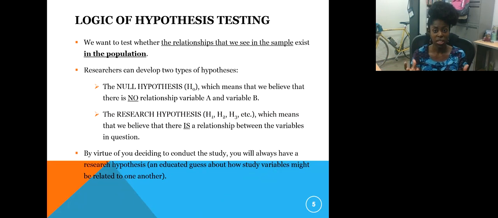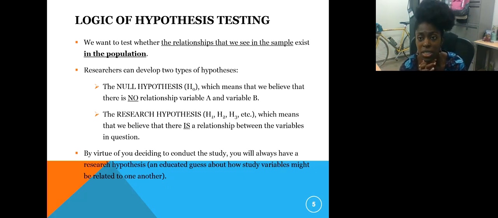We want to test whether the relationships that we see in the sample exist in the population. Because yes, it's important to know what's happening in this particular sample, but we're not just running a study because of this group of people. We're running it to be able to make generalizations about a population, to be able to say, okay, this is the policy that we need to put in place, or this is what's happening in healthcare, or with after-school programs. So in various parts of Maryland, maybe we need to provide more funding in all parts of Maryland or in certain parts of Maryland.